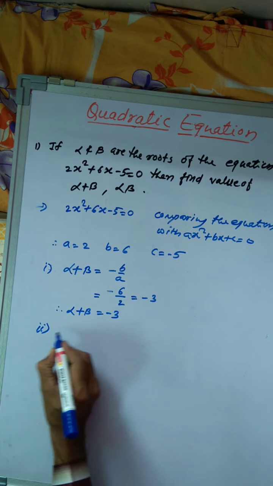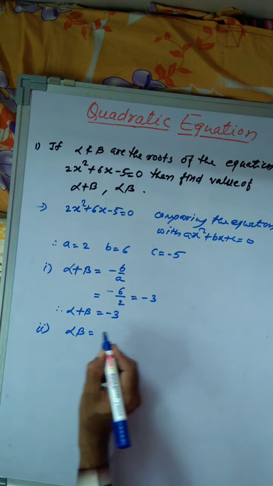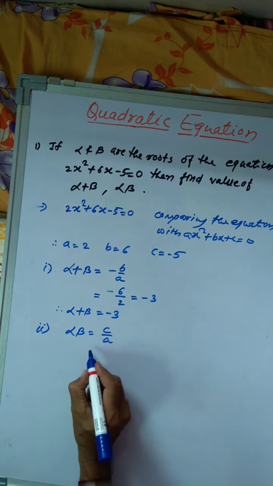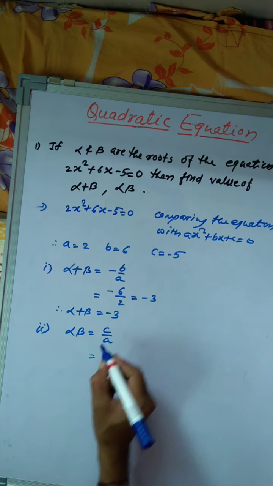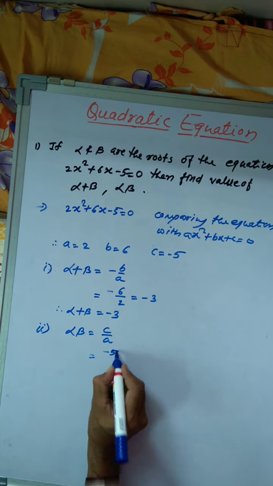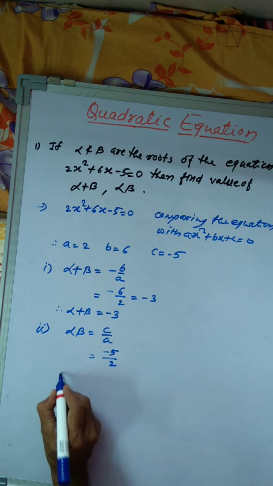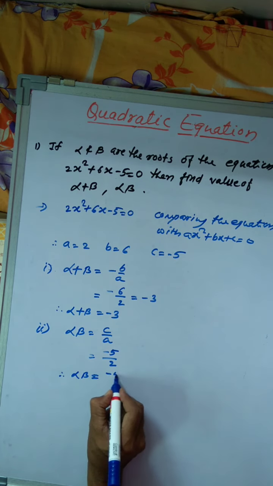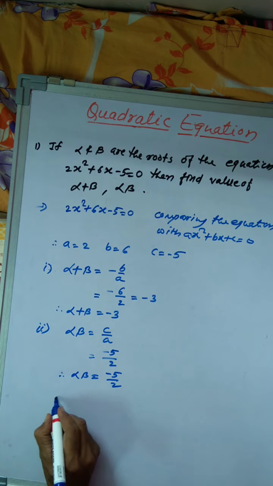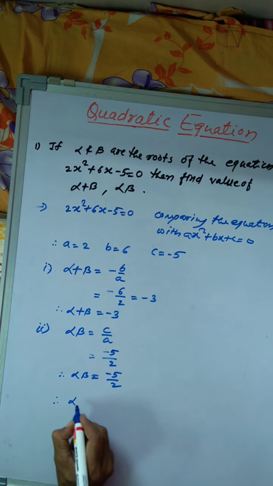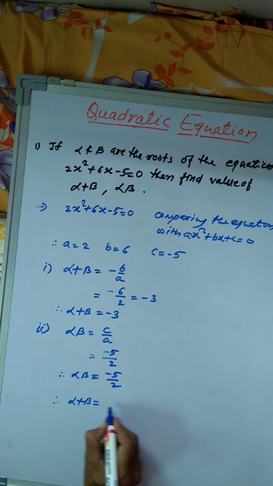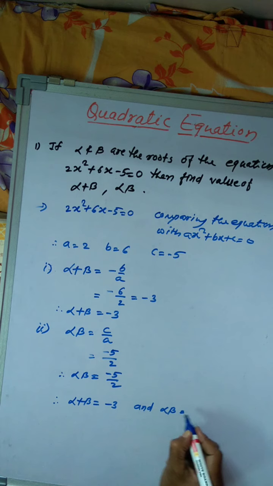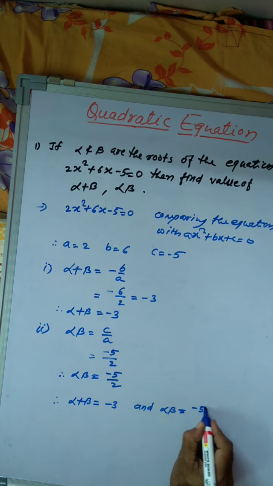Now the second part, alpha into beta is equal to c upon a by our formula. Hence substituting the values, it is equal to -5 upon 2. Hence alpha into beta is equal to -5 upon 2. Hence our final answer is alpha plus beta is equal to -3 and alpha into beta is equal to -5 upon 2.